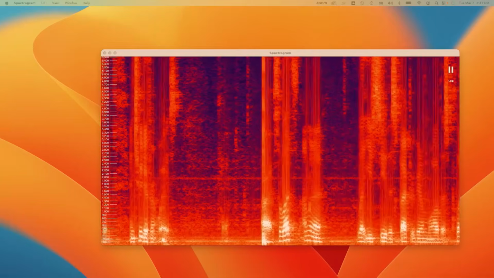Okay. All right, so I'm going to let you see the spectrogram while this plays, and let's listen to it.